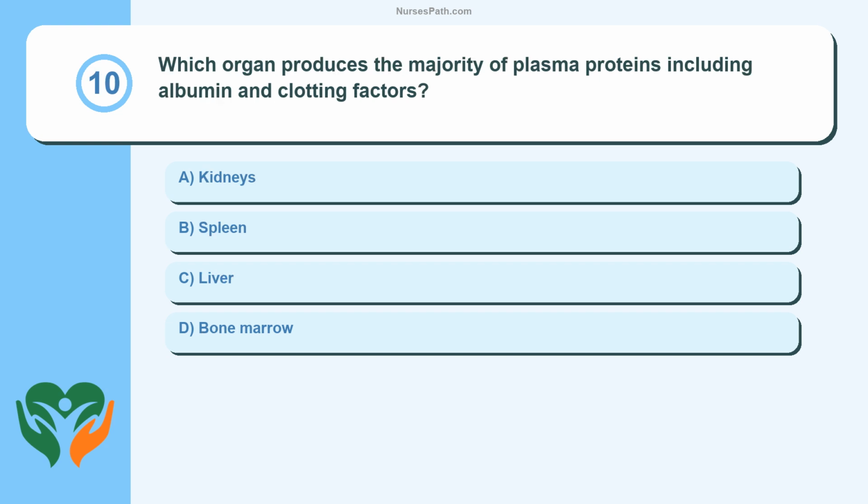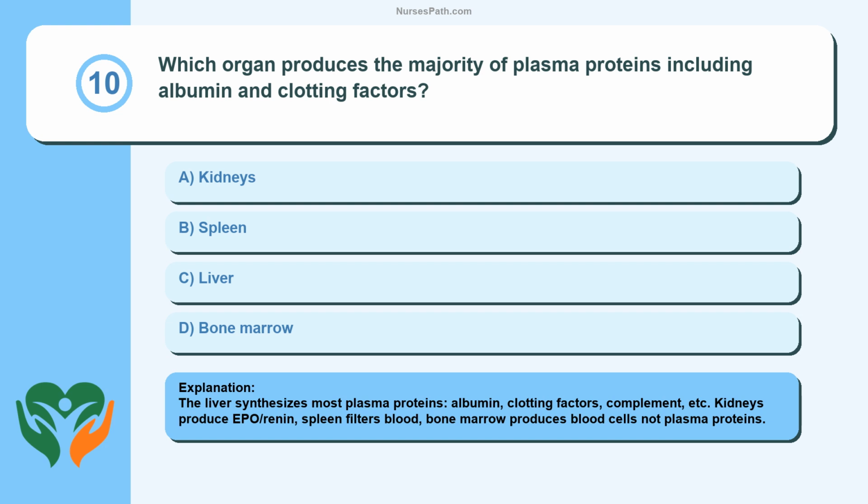Question 10. Which organ produces the majority of plasma proteins including albumin and clotting factors? Kidneys, spleen, liver, bone marrow. The liver synthesizes most plasma proteins: albumin, clotting factors, complement, etc. Kidneys produce EPO and renin, spleen filters blood, bone marrow produces blood cells, not plasma proteins.